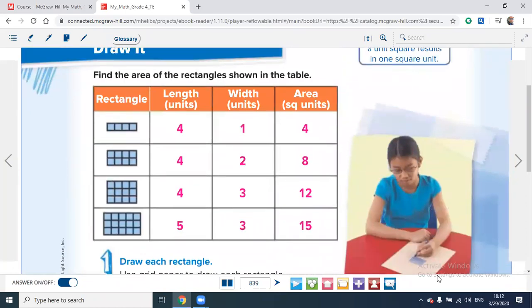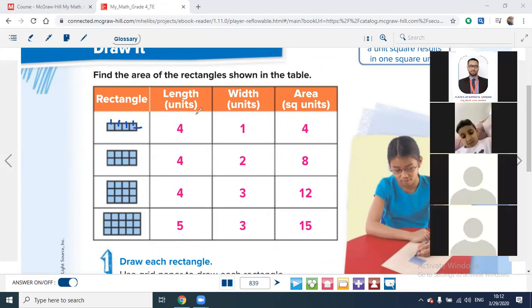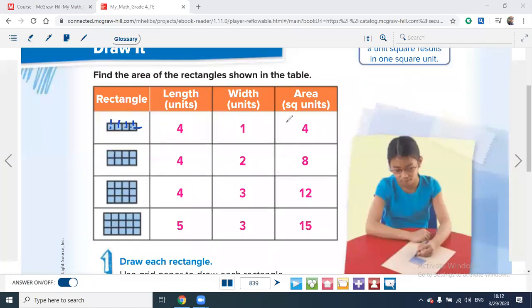As you see here, I have to count how many units for the length. 1, 2, 3, 4. So the length will be 4. What about the width? Only 1. Area means how many square units covered inside. 1, 2, 3, 4. So the total is 4.